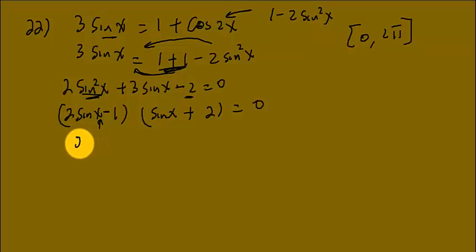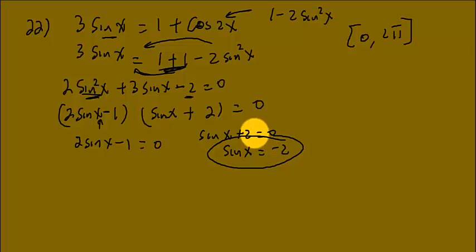So I get 2 sine x minus 1 is equal to 0, and I set sine x plus 2 is equal to 0. When I solve this one, I get sine x is equal to negative 2, which is nonsense, because the least it can be is negative 1. And when I solve this one, I get sine x is equal to positive 1 over 2, which I can find. Now, I don't have to go 2 pi n anymore because this is just x.